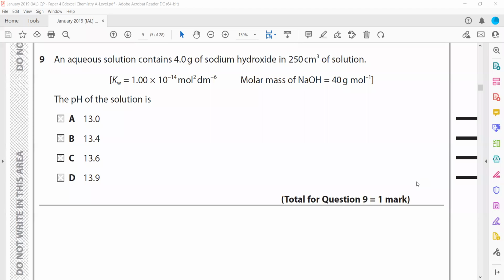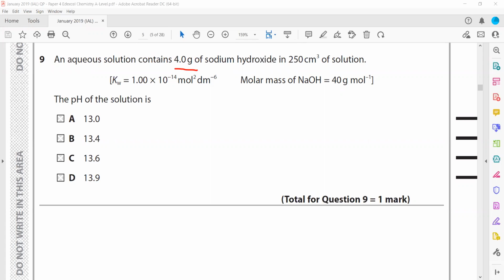So in this question, an aqueous solution contains 4 grams of sodium hydroxide in 25 cm cube. We want to find the pH of the solution. To get the pH, first we should know the concentration of hydroxide ion. Using the concentration of hydroxide ion, we'll find the concentration of hydrogen ion by using Kw. And from hydrogen ion, we can find the pH. pH is equal to minus log of hydrogen ion concentration.